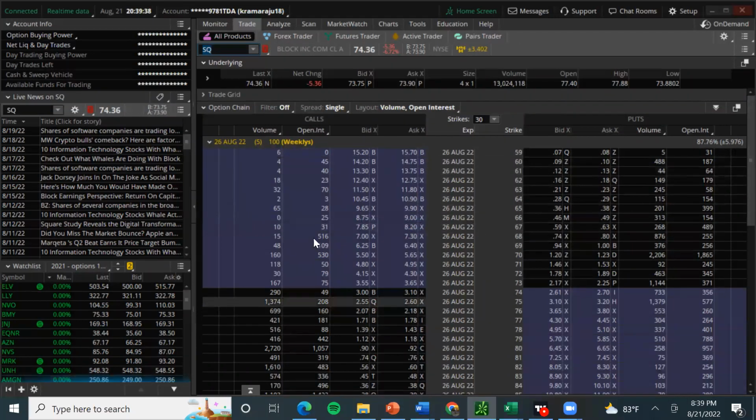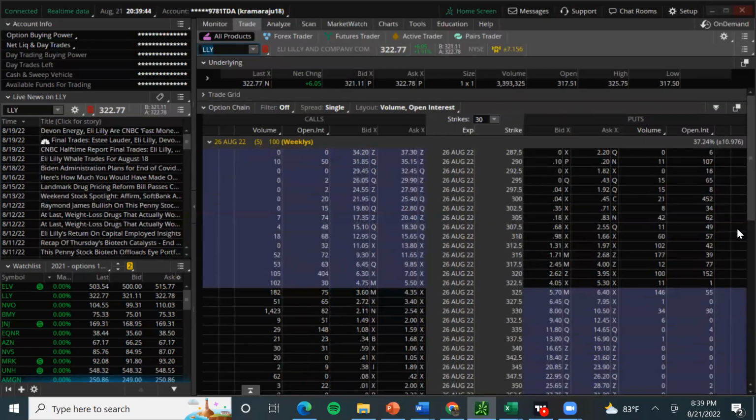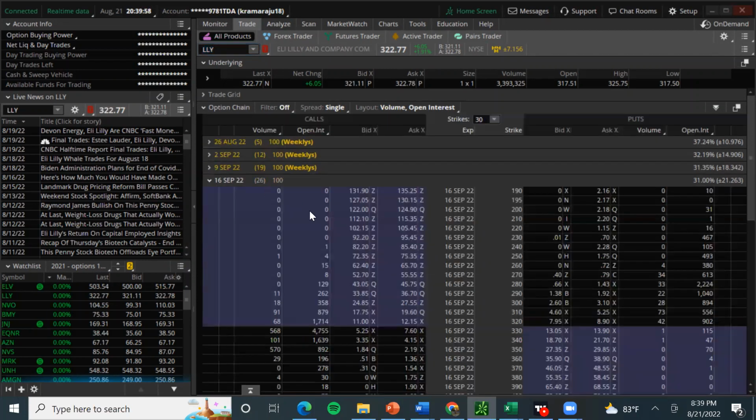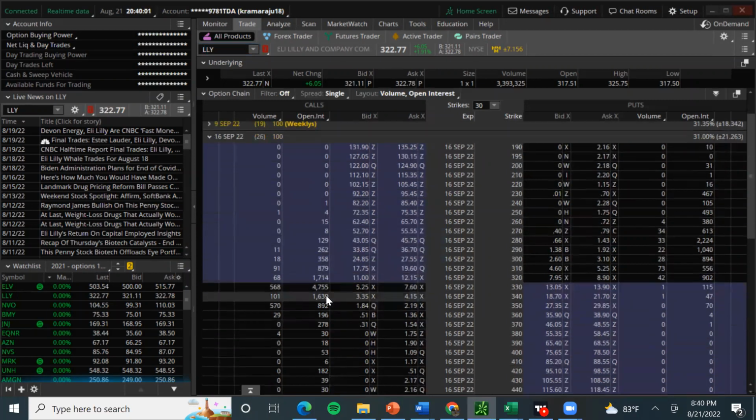SQ is also 87%. Let's take something like LLY. Okay, LLY, the volatility is approximately 37%. So I see that there is a huge volume somewhere here. For example, I want to do it for 16 September. I see that there is a huge open interest at 340. And if you see 360, the open interest is very low. So this might be a good candidate.